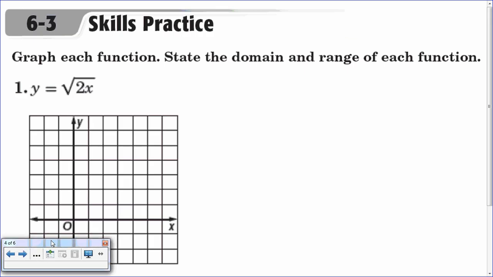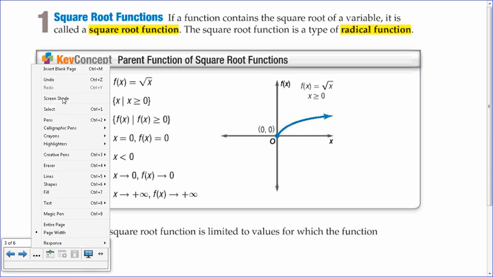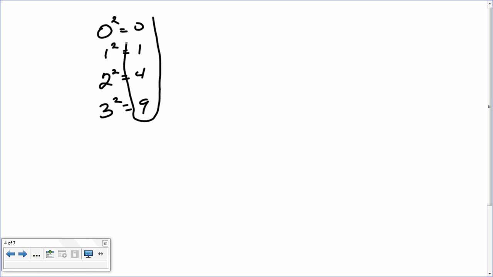Some of the key things that you'll need to remember on this are your squares. So remember that 0 squared is 0, 1 squared is 1, 2 squared is 4, and 3 squared is 9. So these numbers are going to be very important for us today, because we're going to want to be writing equations that are equal to these numbers.